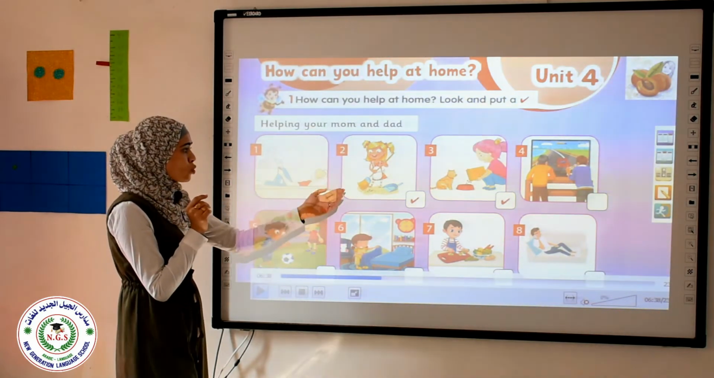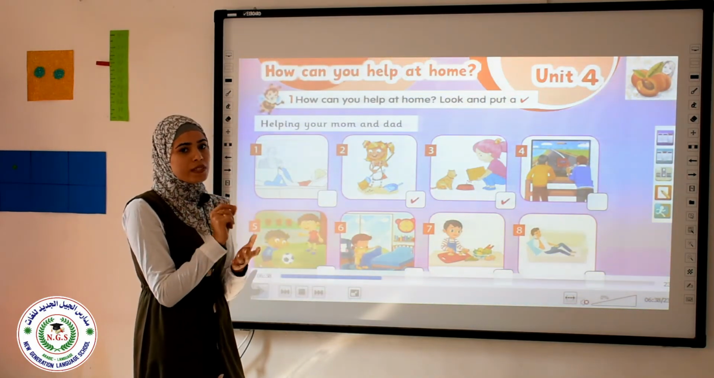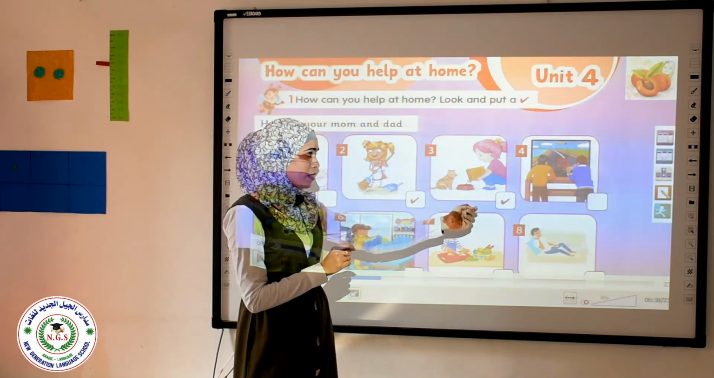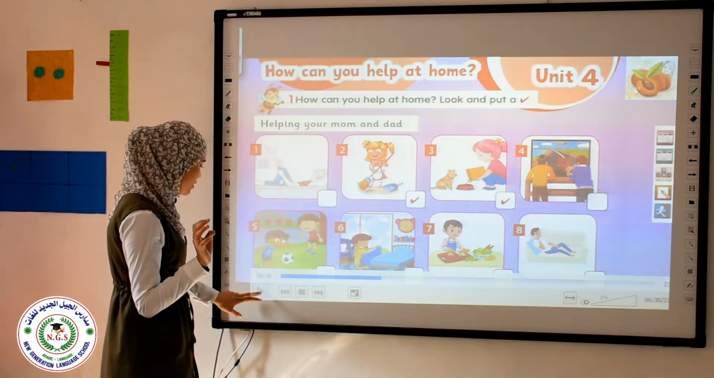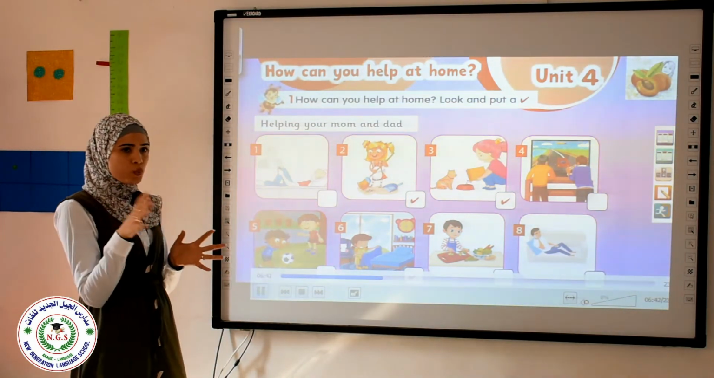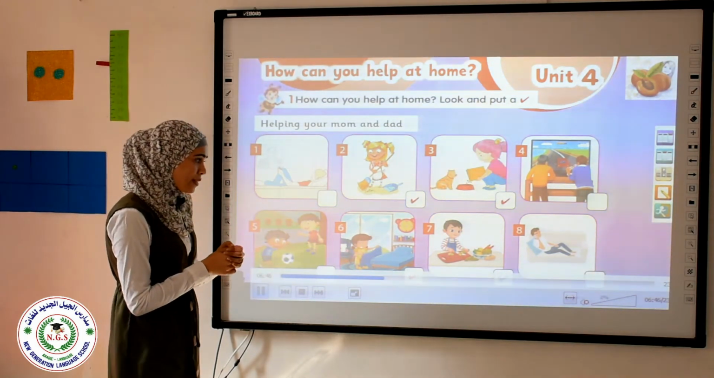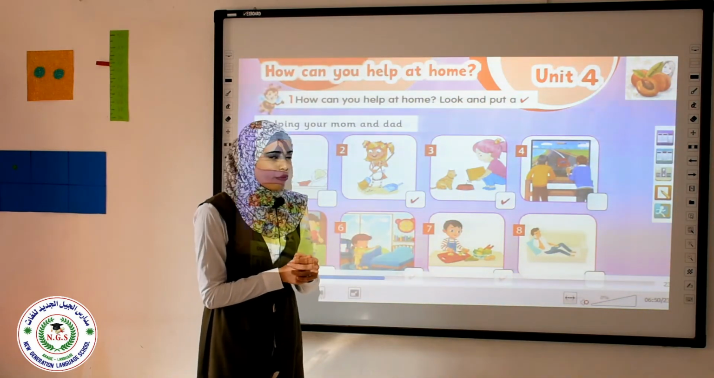Okay. Number two, the girl is sweeping the floor. Of course, it's something good. Number three, feed the cat. Yes. Number four, play video games. Of course, we will not choose it. Number five, play football. Of course, no. Number six, make the bed. Yes. Cut vegetables. Yes. Talk on the phone. Of course not.